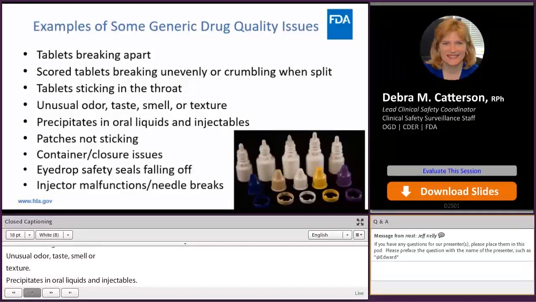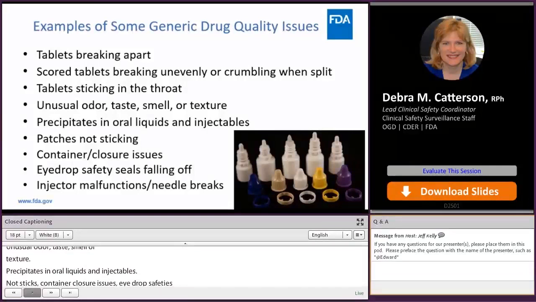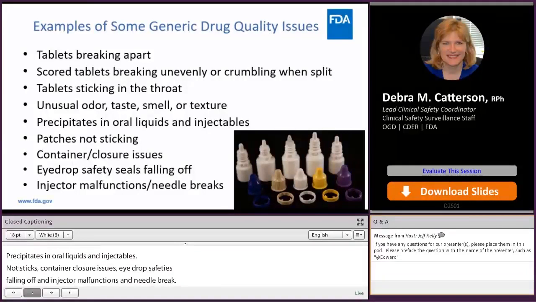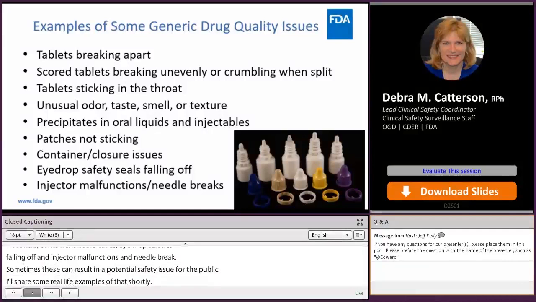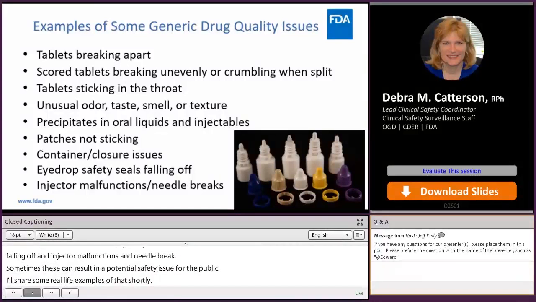And sometimes these quality issues can result in a potential safety issue for the public. And I will share some real-life examples of that shortly. So it's important for the Office of Generic Drugs clinical safety surveillance staff to monitor these post-marketing complaints and conduct regular surveillance so that we can identify potential safety issues and address them.